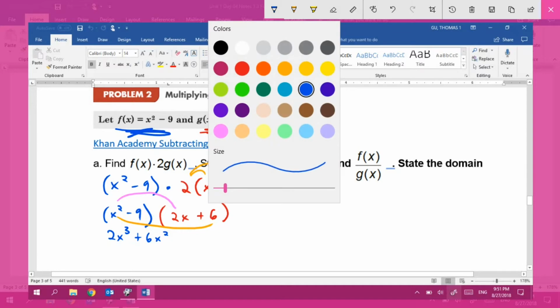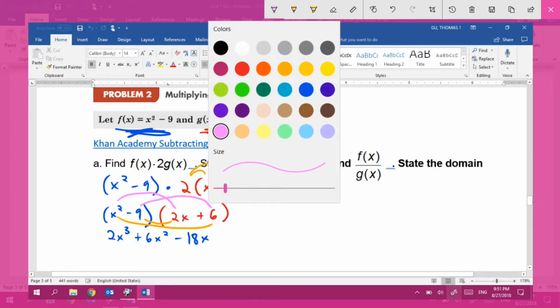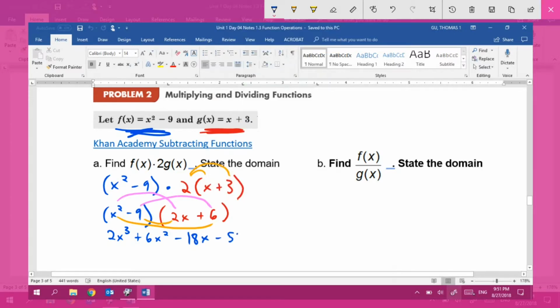Now we're going to go inside. So the negative 9 times the 2x. Negative 9 times 2x is negative 18x. So we're going to put minus 18x. And lastly, we're going for the last. Negative 9 times 6 is negative 54. So minus 54. And that is my answer right here. Boom. 2x cubed plus 6x squared minus 18x minus 54. The domain, we don't see any fractions here, so it's going to be all real numbers.